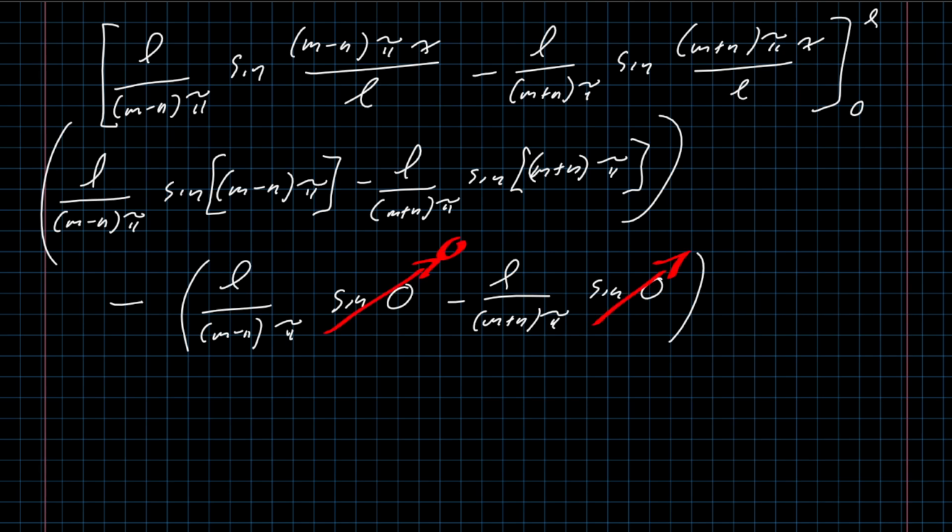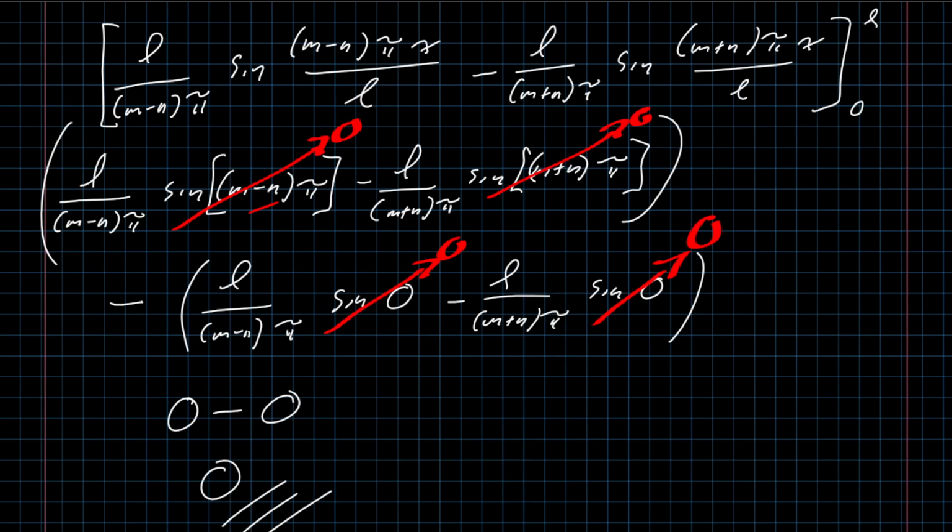Sine of 0 is 0. So those go away. And then up on the earlier line, sine of any integer multiple of pi is also 0. We took great advantage of that in a couple of videos earlier. Sine of any integer multiple of pi is 0. Sine of 0 is 0. So we get 0. And the definition of orthogonal functions is that this integral comes out to 0. We did the integral, we got 0. We must have orthogonal functions.